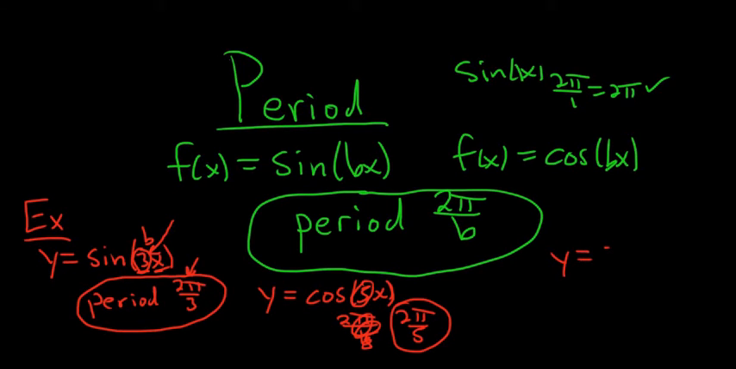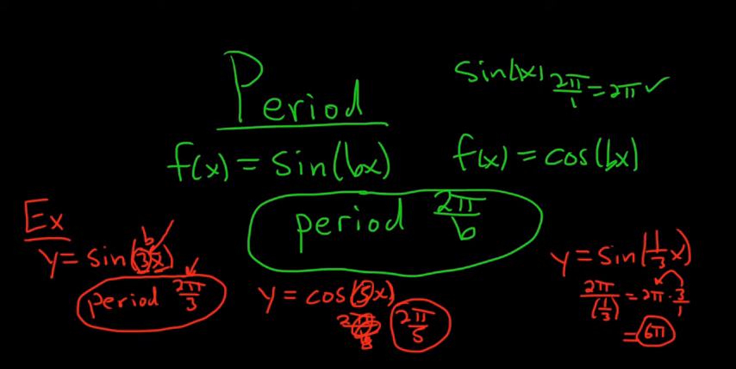Now if you had something like sine 1/3 x, that's a little bit different. In this case, it gets traced out slower. So the period would be 2 pi over 1/3. That's 2 pi times 3 over 1, because division is multiplication by the reciprocal. So here we get 6 pi. So to find the period, all you do is take 2 pi and divide it by the number in front of the x. So that's it.